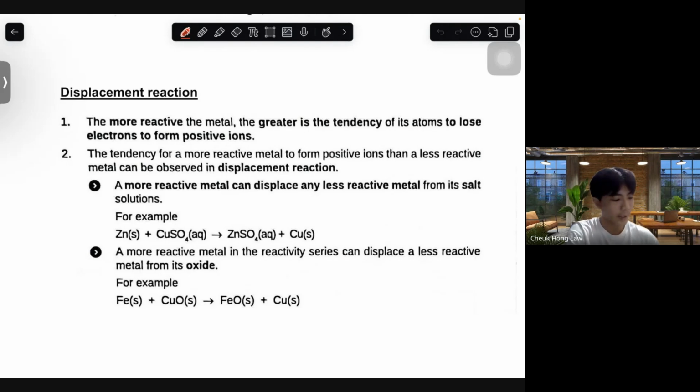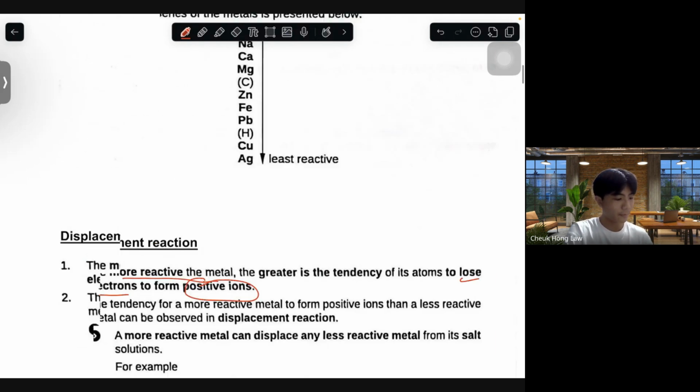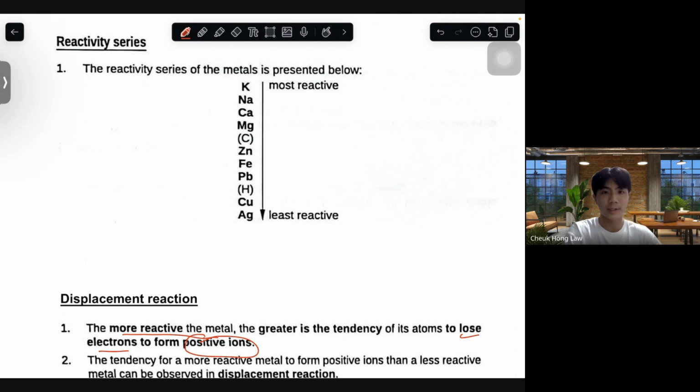All right, so before we get into displacement reaction, first we need to understand that the more reactive the metal, the greater tendency of it to lose electrons, so that they can form positive ions. Let me give you an example. So this is the reactivity series, right? You have your most reactive to least reactive.